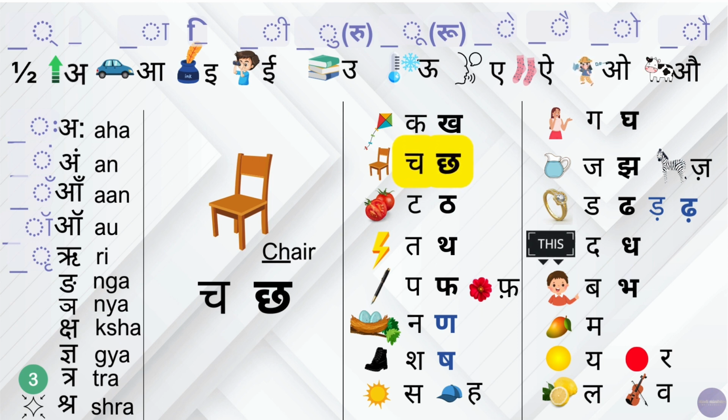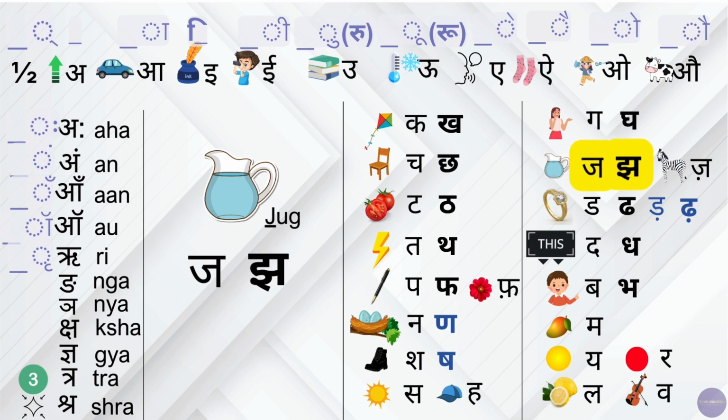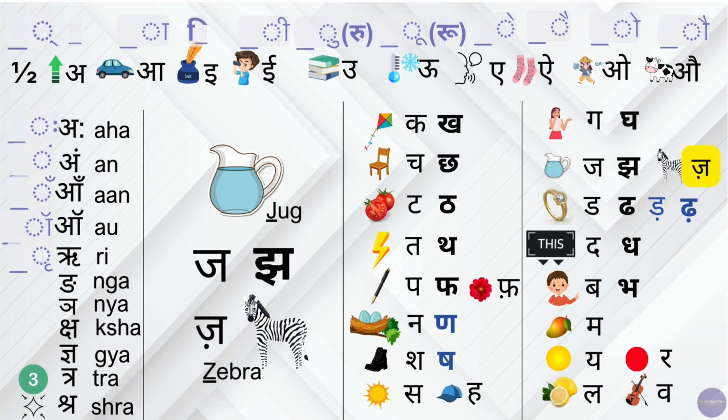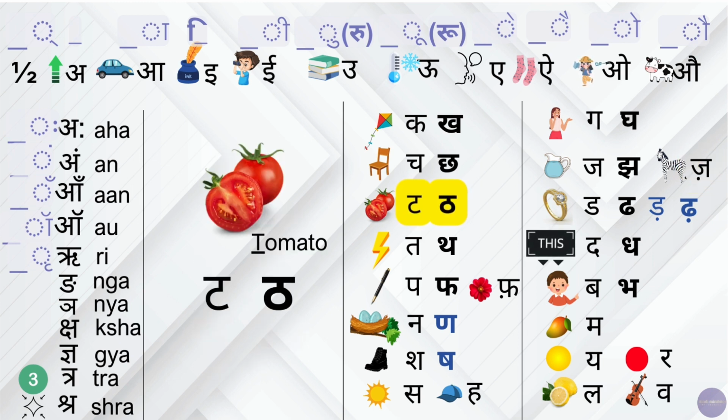Next one. Jug, j, jh. I repeat. Jug, j, jh. Next one. When we put a dot below j, it becomes z, as in zebra. Z, z. Next one. Tomato, t, th.